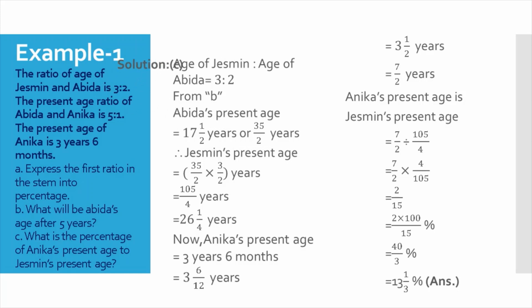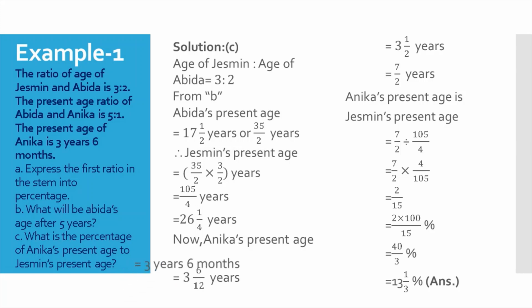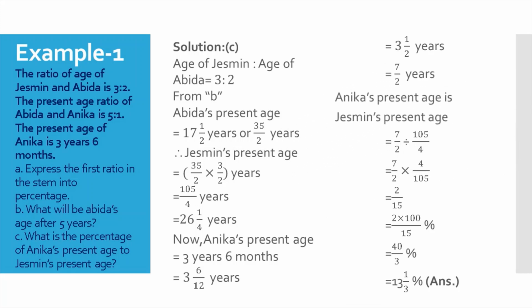Let's see again, my dear students. Here, the age of Jasmine and the age of Abida is 3:2. From B, we get Abida's present age 35 divided by 2 years. After that, Jasmine's present age, from the ratio 3:2, we get 26 whole 1 divided by 4 years. Now Anika's present age is 3 years 6 months, and converting it to years, we get 7 divided by 2 years. After that, Anika's present age to Jasmine's present age, and if we calculate, we get the answer 13 whole 1 divided by 3%.